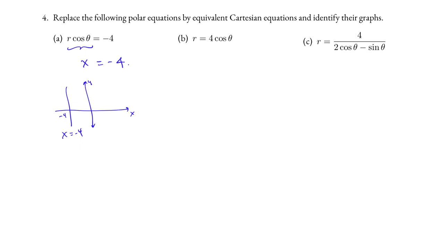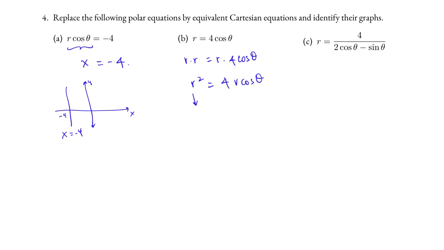For part B, r equals 4 cosine theta. Remember that the substitute for x is r cosine theta, the substitute for y is r sine theta, and if we have x squared plus y squared, then we can change it to r squared. We have neither of those, but if we manipulate this expression by multiplying both sides of the equation by r, then we end up with r cosine theta on the right and r squared on the left.